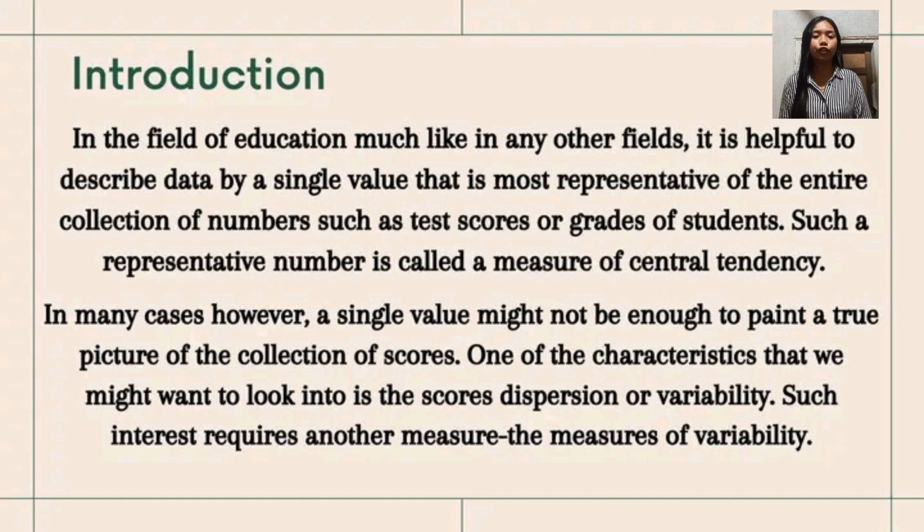In the field of education, much like in any other field, it is helpful to describe data by a single value that is most representative of the entire collection of numbers, such as the test scores or grades of students. The representative number is called a measure of central tendency. In many cases, however, a single value might not be enough to paint a true picture of the collection of scores. One of the characteristics that we might want to look into is the score's dispersion or variability. Such interest requires another measure, the measure of variability.